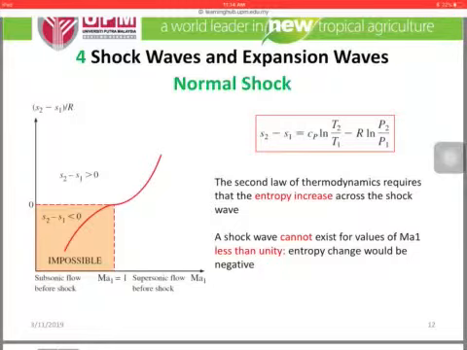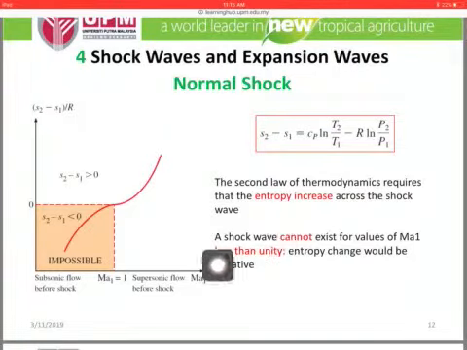So the second law of thermodynamics requires that the entropy increase across the shock wave. So that's the law. A shock wave, therefore, cannot exist for values of Mach number less than unity. Entropy change would be negative.